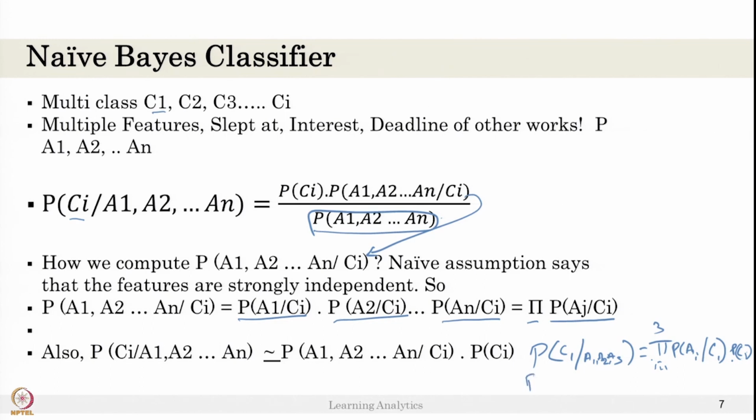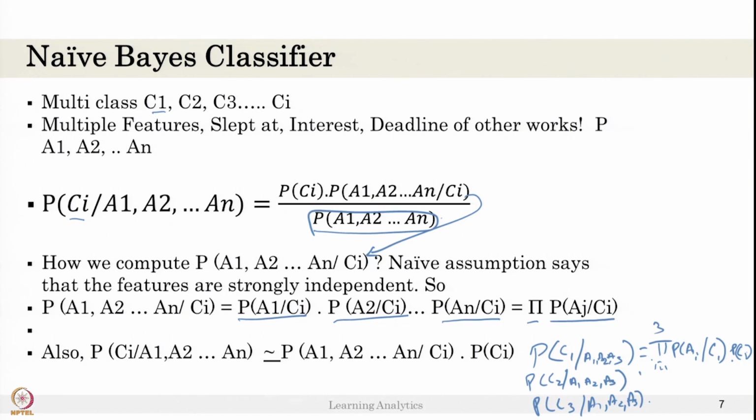Similarly, you have to compute the probability of C2 given A1, A2 and A3, and the probability of C3 given A1, A2, A3. If you compute all 3 probabilities, you pick the one which is higher, and that is the class for those particular given events. So, this is how you train the naive Bayes classifier.